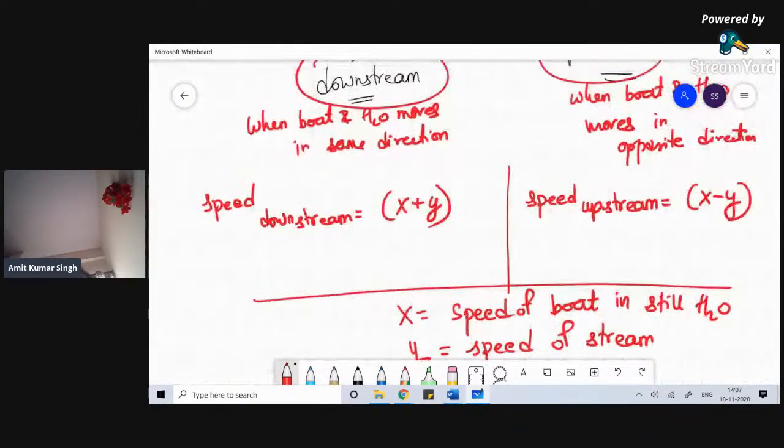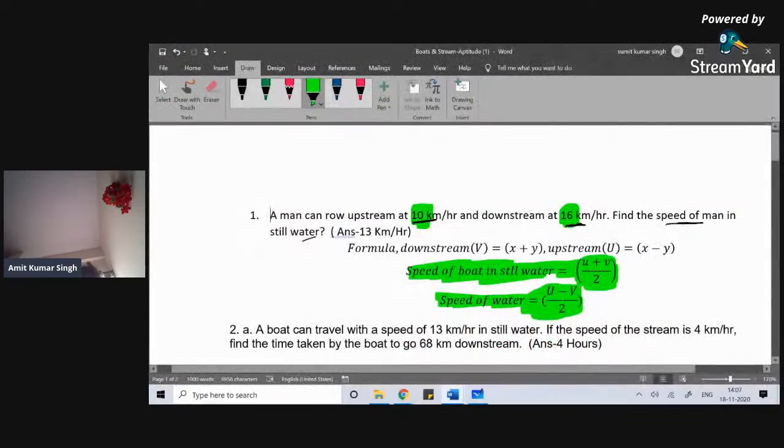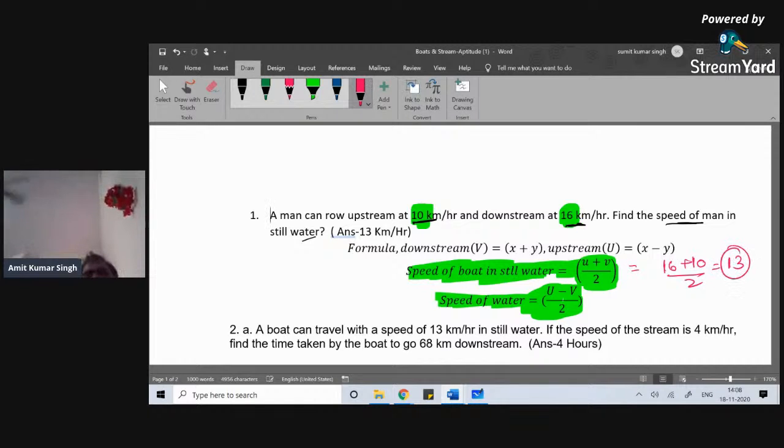So, coming back to the question, here a man can row upstream at 10 kilometer per hour and downstream at 16 kilometer per hour. Find the speed of the man in still water. If you want a direct calculation, you can simply write, for the speed of the man in still water, 10 plus 16 divided by 2. So the answer would be 13. If you want the speed of water, then it would be 16 minus 10 divided by 2. The answer would be 4. Okay, this is the way.